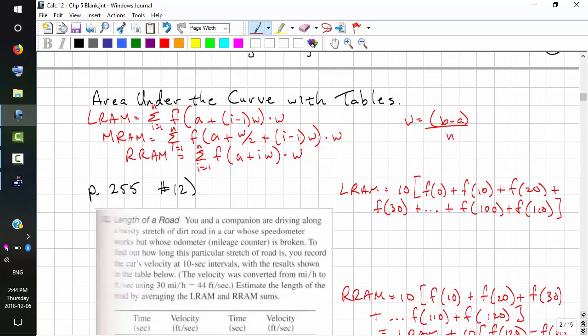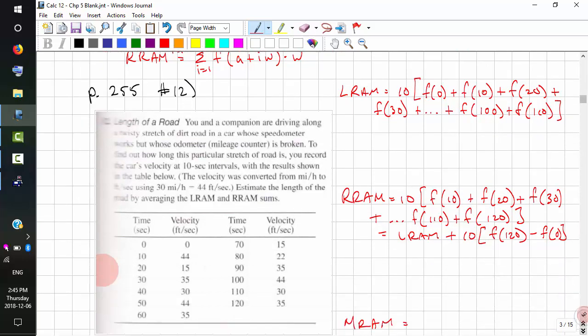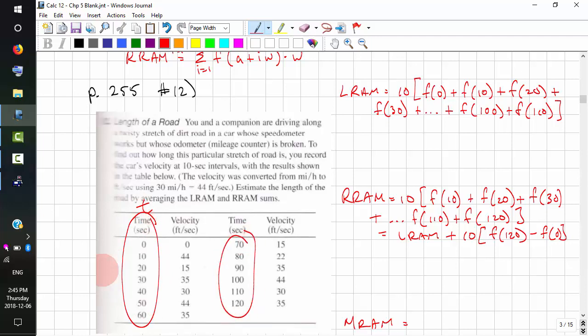Okay, in science, we do measurements. We take a certain amount of data. We don't have unlimited data, and we'll have a table of data. We still have the same formulas. And here are our t-values. And this is our f of t. This is our function value.